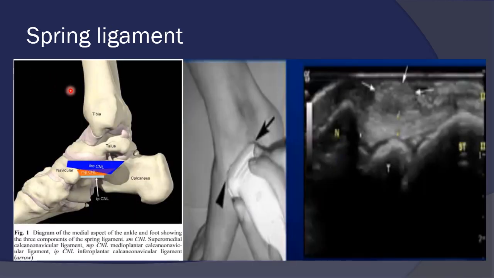Another important structure to be examined at the medial aspect is the spring ligament. It consists of several components, which are the superomedial, the medioplantar, and the inferoplantar components. However, the most important thing is to examine it properly, as an injury in this ligament may cause an acquired flat foot. We put the probe TS inferiorly to the medial malleolus with respect to the calcaneonavicular orientation, where we can assess the ligament properly. Above it, we can see the tibialis posterior tendon.